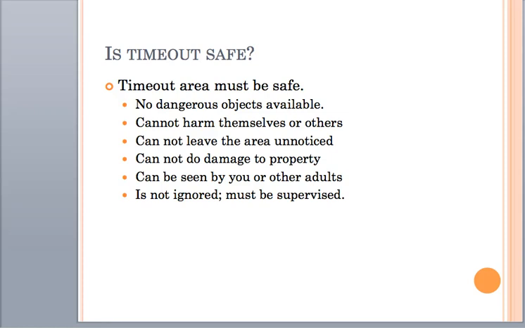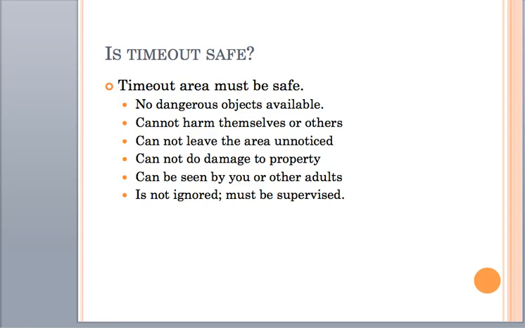Is timeout safe? Wherever you decide to hold timeout, the location, the area itself must be safe. You have to make sure that there are no dangerous objects where the individual can hurt themselves. We don't want them to cause harm to themselves in retaliation for being put in timeout. In many cases, you can't leave the area unattended.